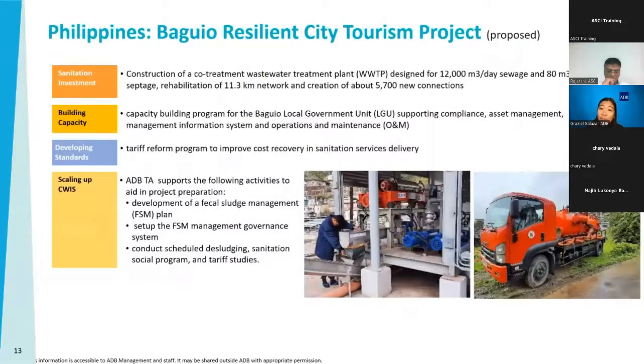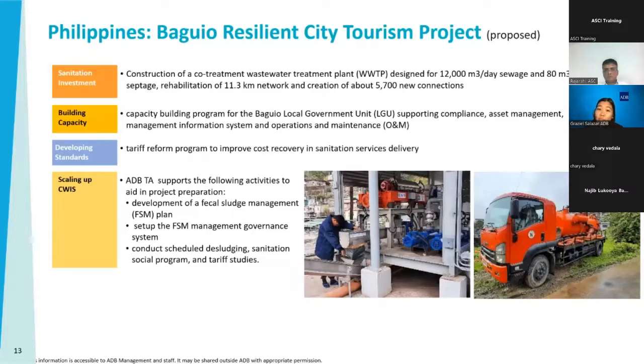ADB has a number of projects which have embedded CWIS principles in the planning, design, and implementation. One example is the proposed Baguio Resilient City Tourism Project in the Philippines. Baguio City is the Philippines' summer capital, with tourist arrivals recording a twofold rise in the past decade. Rapid tourism growth can stress urban infrastructure if not managed carefully.